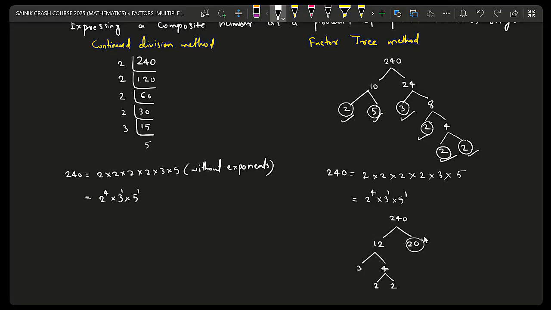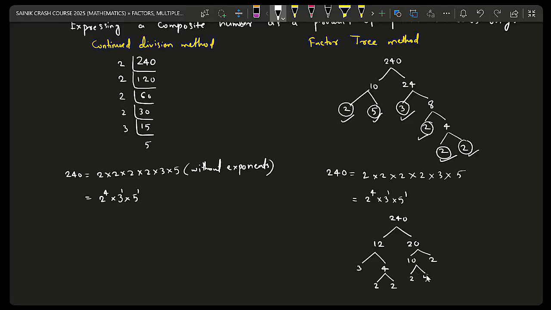Now this 20 is a prime number or composite number? Composite number. How can we factorize it? Any method you can do. Sir, 10. Okay, 10 and 2 you can write. This 10 is a prime number or composite number? Composite number. So it can be further factorized. That is 2 and 5.